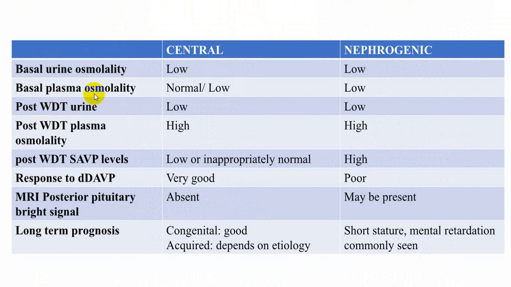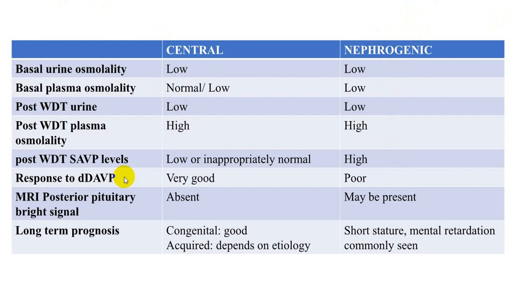If you investigate, urine osmolality is low in both varieties. Plasma osmolality is also low in both varieties. Post water deprivation test, urine osmolality in the central variety will remain low. In nephrogenic also it will remain low. And plasma osmolality in a water deprivation test will remain high in both. Post water deprivation test, if you try to do an ADH hormone level, serum arginine vasopressin level, it will be low in the central variety, while in the nephrogenic variety, it will become high.